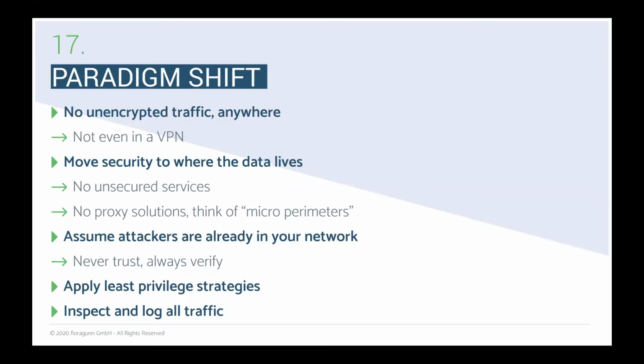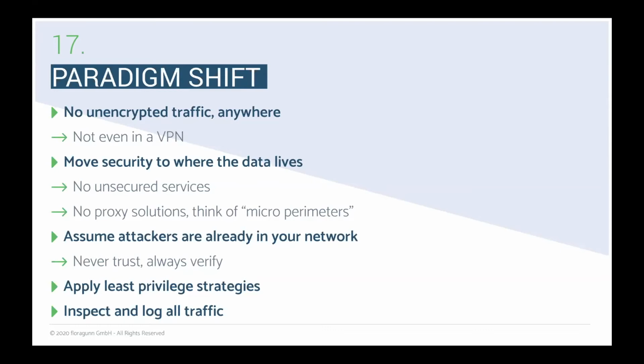So the new way of thinking is to think of micro parameters, which means that the security solution for your service, for example, a database or whatever, has to be implemented as tightly with this particular service as possible. So once you move your service around, let's say you shift it from one machine to another or from one network segment to another, the security solution should automatically move with it.